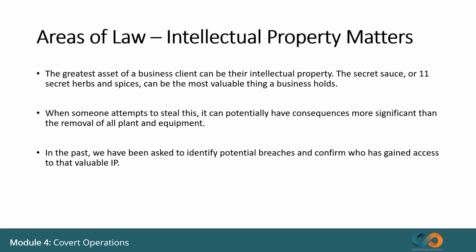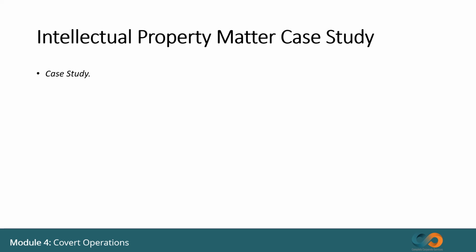Covert operations may also be used in intellectual property matters. The greatest asset of a business client can be their intellectual property. The secret sauce, or 11 secret herbs and spices, can be the most valuable thing a business holds. When someone attempts to steal this, it can potentially have consequences more significant than the removal of all plant and equipment. In the past, we have been asked to identify potential breaches and confirm who has gained access to that valuable IP. Let's consider a case study.